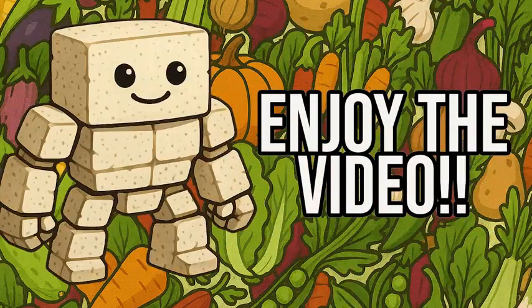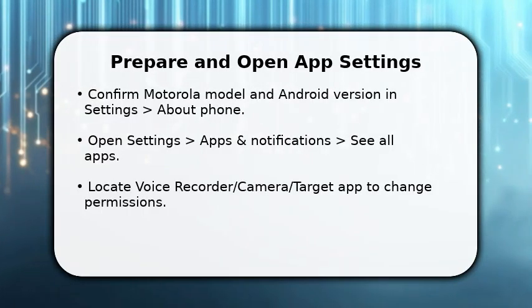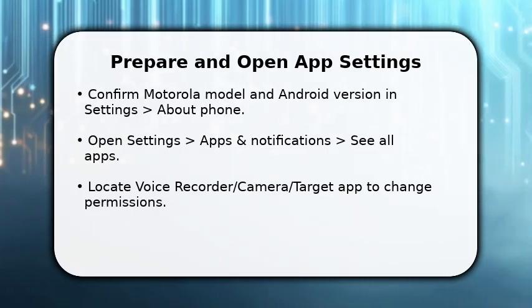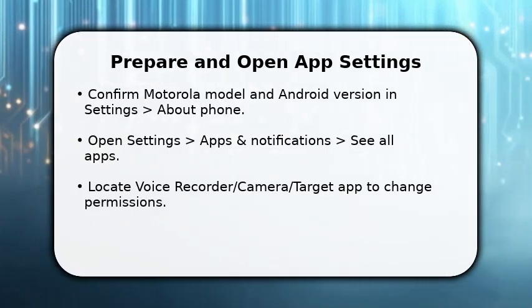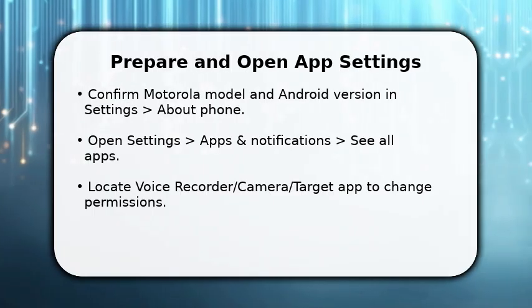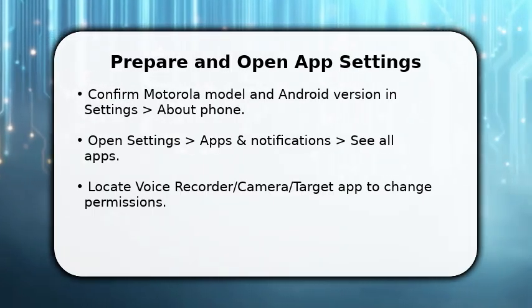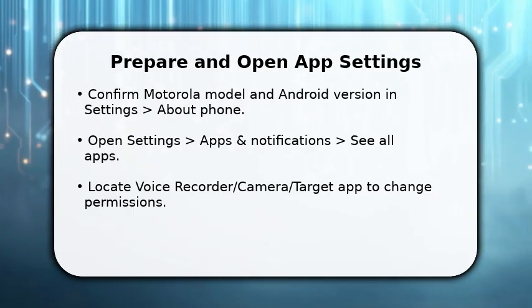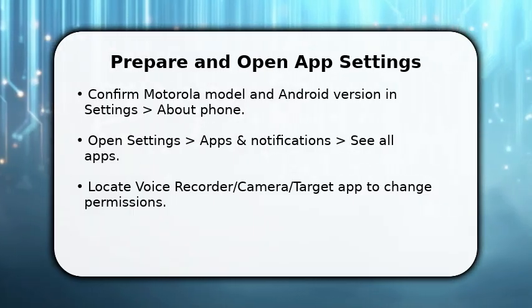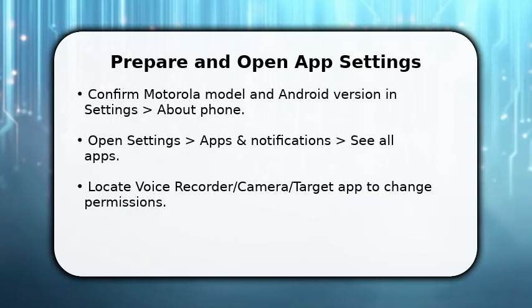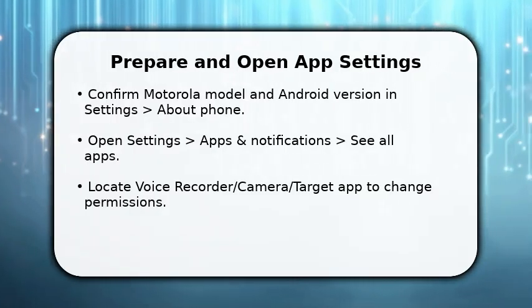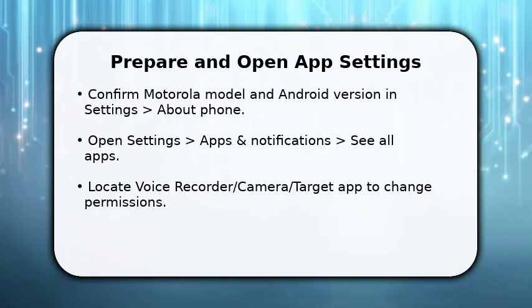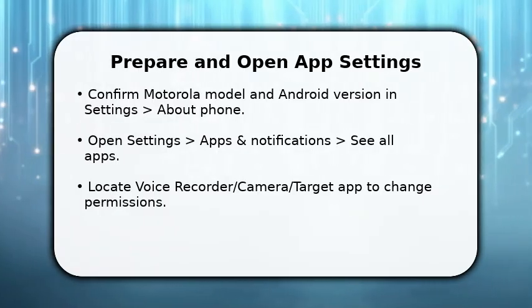Please enjoy the video. You start by confirming your Motorola model and Android version so you know where menus live. This speeds things up. Once done, open Settings and go to Apps and Notifications, then see All Apps. Next, find the app that is recording sound, for example voice recorder or camera. You will tap it to open App Info. This is where you manage permissions and stop recording.